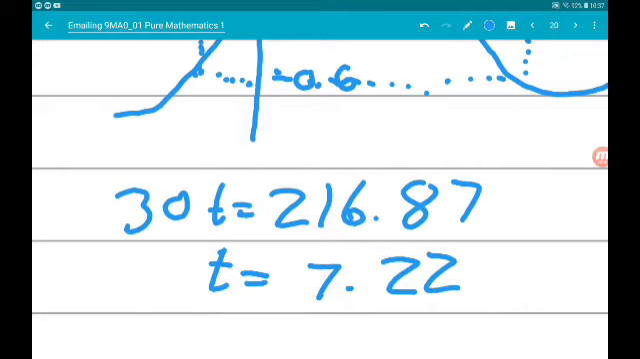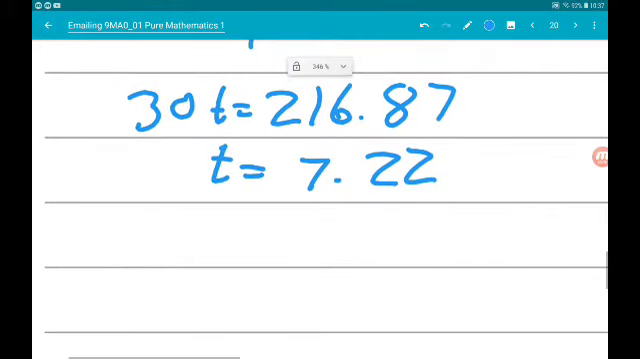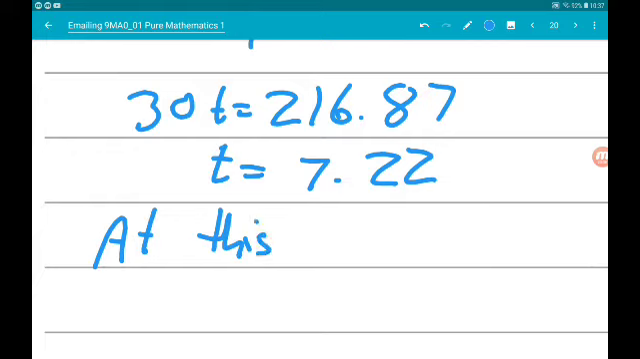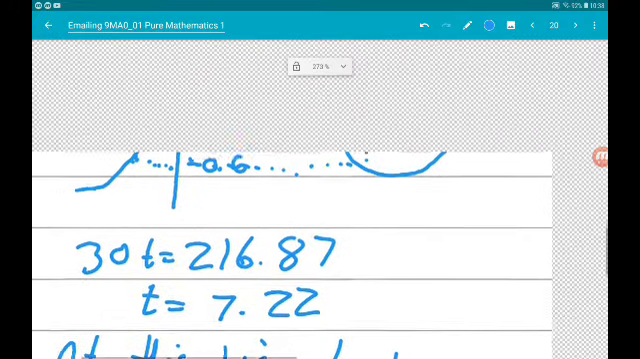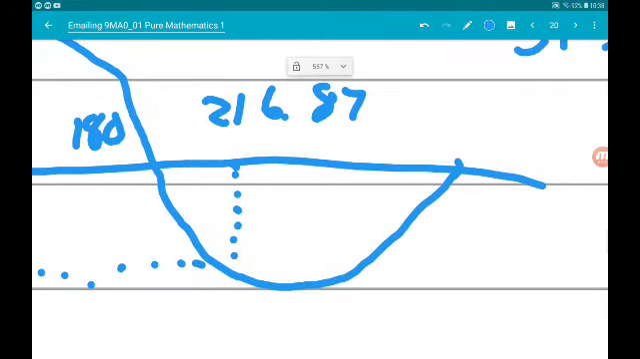Now that is only 7.22 hours after midnight. So that's just going to be 7 something in the morning. We know the boat is not ready to leave until 8:30. So at this time, the boat isn't ready. So then what we're going to do is go across to our next solution.